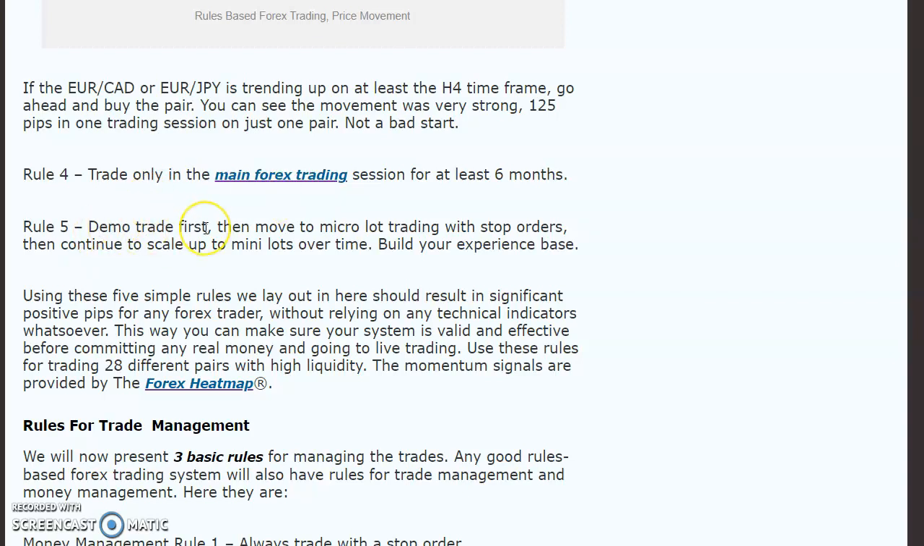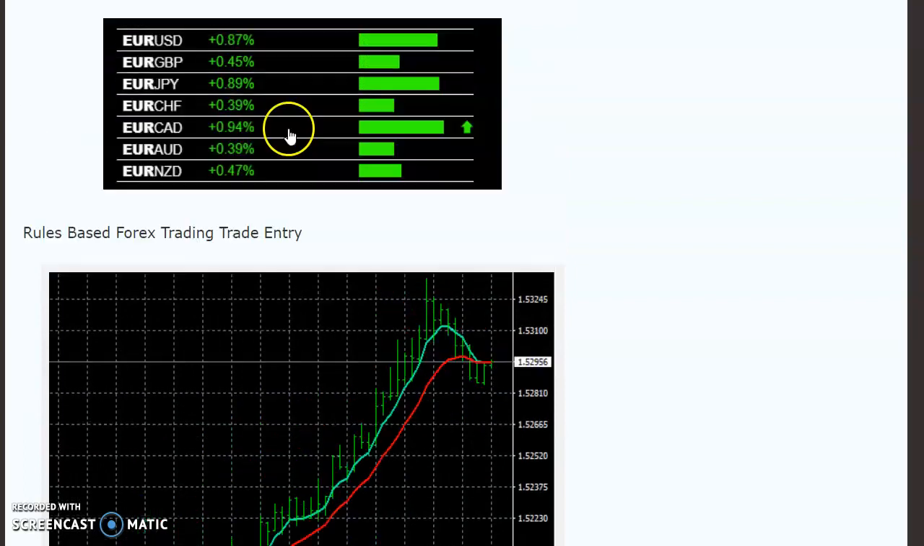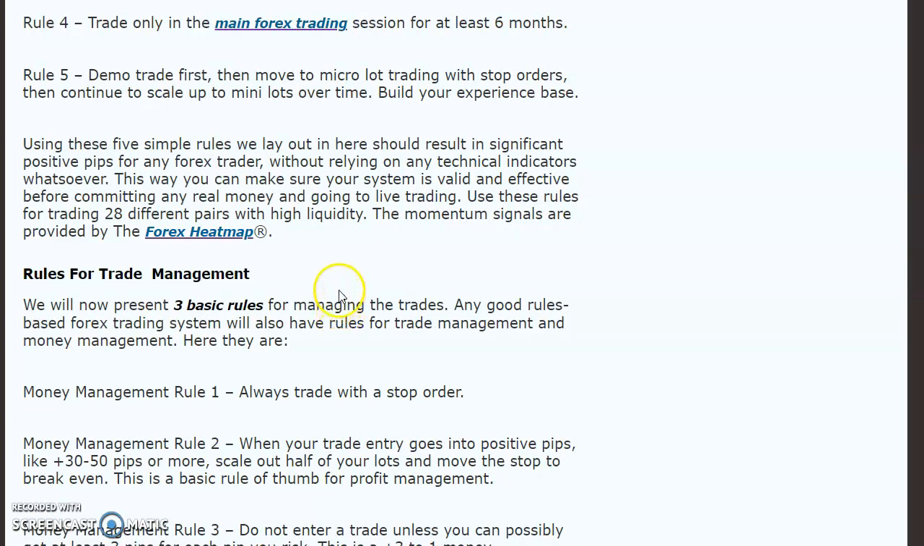Rule 5 is just to demo trade first, then move to micro lot trading with stop orders, and then make sure you test this type of system out really well. You'll like it quite a bit, especially when the heat map signals are very strong and consistent. So it's 5 rules, and it works for 28 pairs in 8 different currencies.